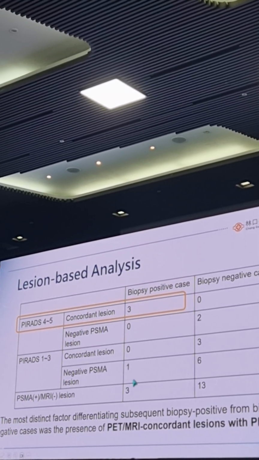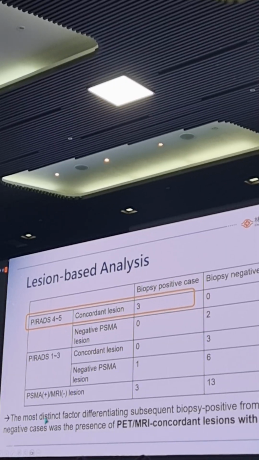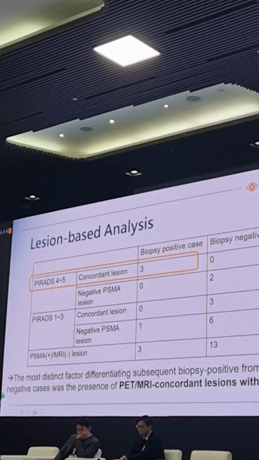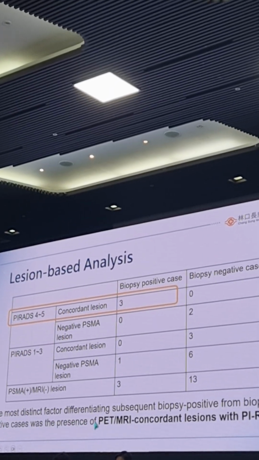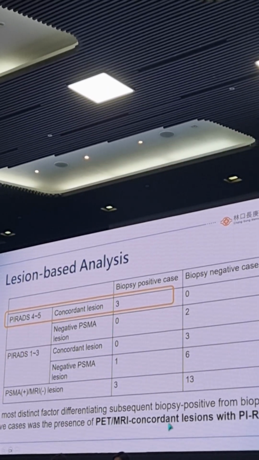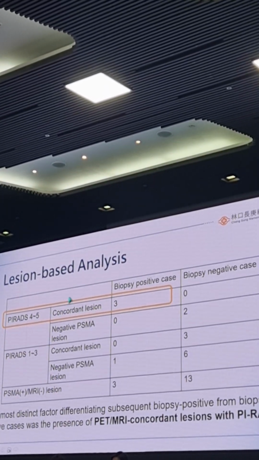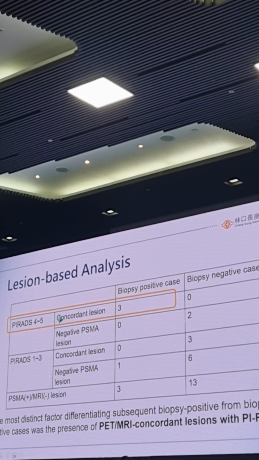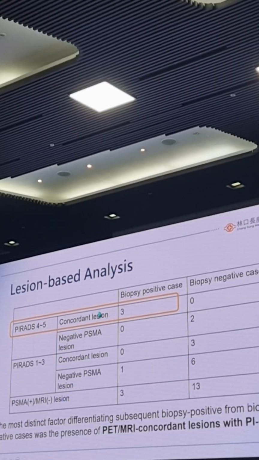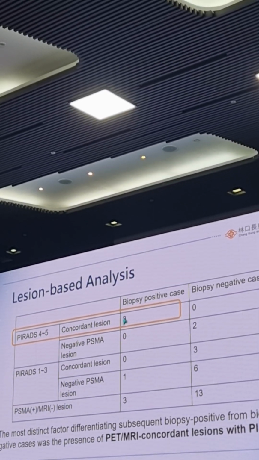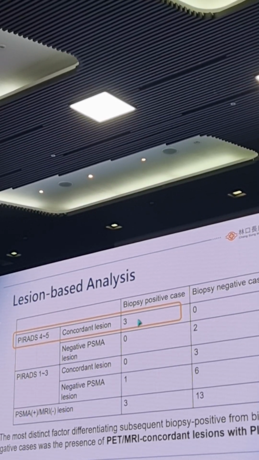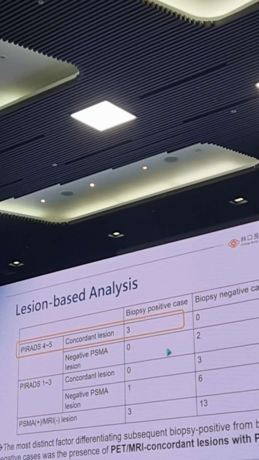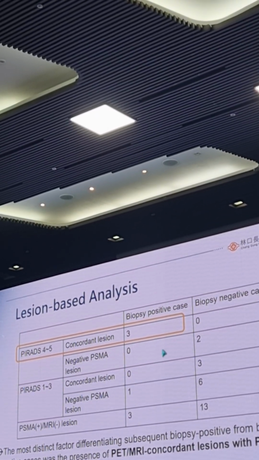So going to the clinical implication, I think that the most distinct factor differentiating subsequent biopsy positive from biopsy negative cases is the presence of a PET MRI concordant lesion with PI-RADS 4 to 5. When there's an MRI PI-RADS 4 to 5 lesion, and it also shows increased PSMA PET uptake, usually we can have confidence to say it could be a potential cancer lesion.